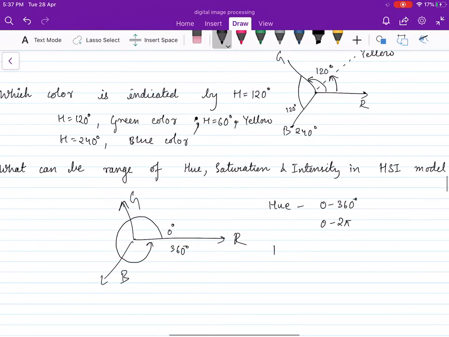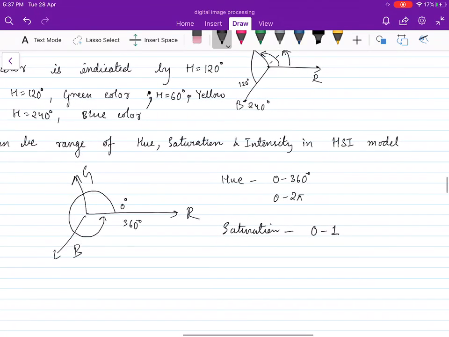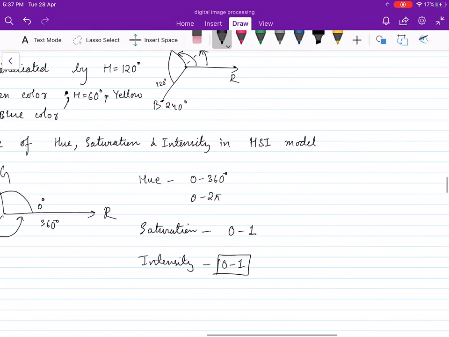And saturation is how much we are mixing, how much we are diluting the color. So saturation can lie between 0 to 1. And intensity, as you know, if it is normalized, then intensity will be between 0 to 1. And if it is not normalized and we are using 8 bit, then the maximum intensity is 2 to the power of 8, that will be 0 to 255.